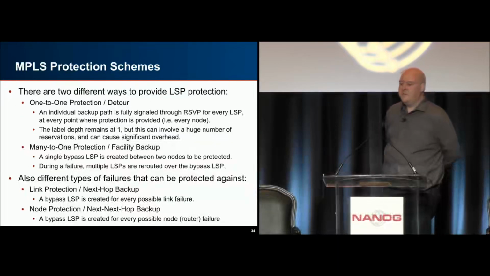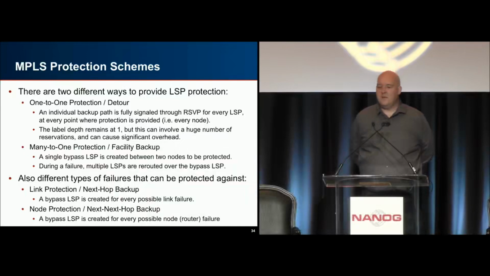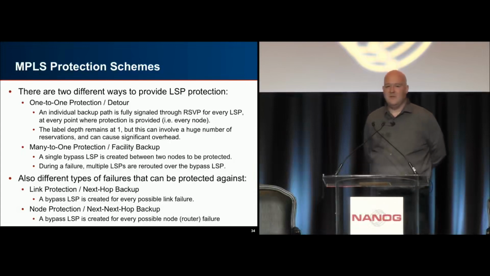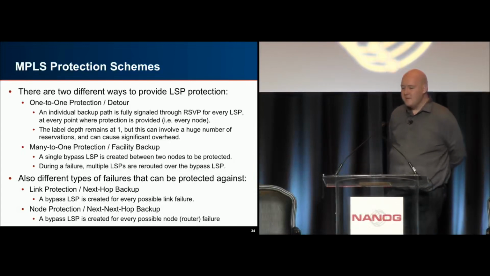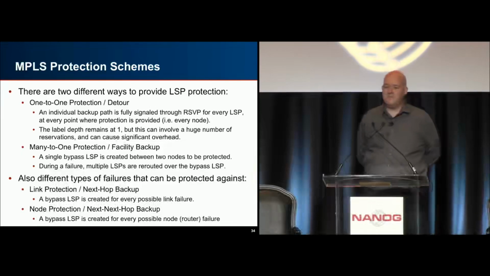So there's a couple different protection schemes that you can use here. One is called the one-to-one protection, or the detour. So what happens here is an individual backup path is created through RSVP for every LSP from every point where protection is provided. So the label depth stays at 1, but you just end up creating a huge number of reservations, a huge number of LSPs. And that can cause significant overhead.